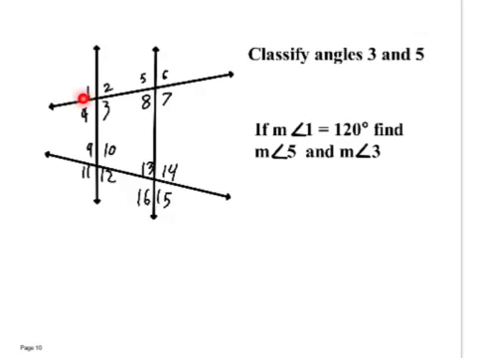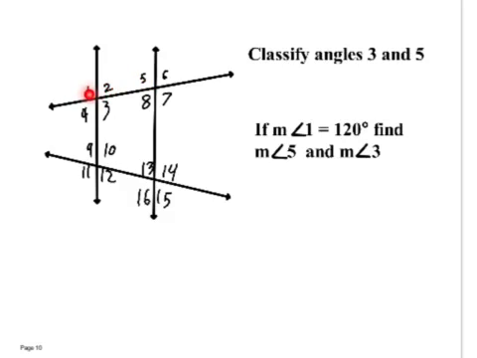Mrs. Nelson? 120. Okay. I can find 3 by using vertical angles. Aren't vertical angles congruent? So if angle 1 is 120, 3 is 120. Well, aren't 3 and 5 alternate interior? Yeah. So I know 5 is 120.